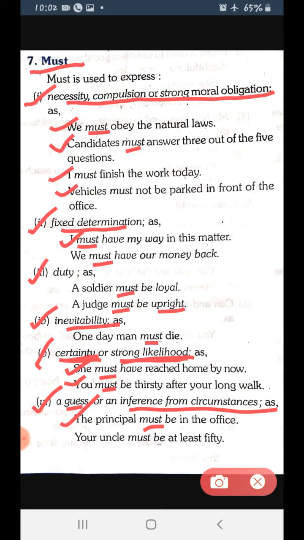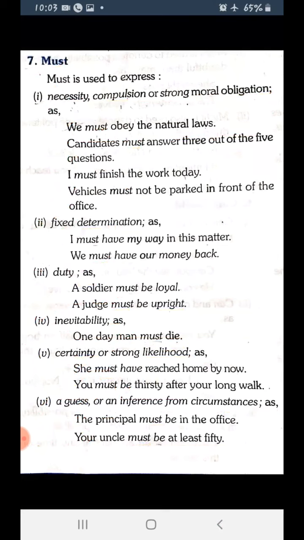Clear? Now example number 2, your uncle must be at least 50. That means by now your uncle must be 50. Your uncle must be at least 50. So I hope it is clear to you up till point number 7. Yes? Okay. So now let us proceed to model number 8.